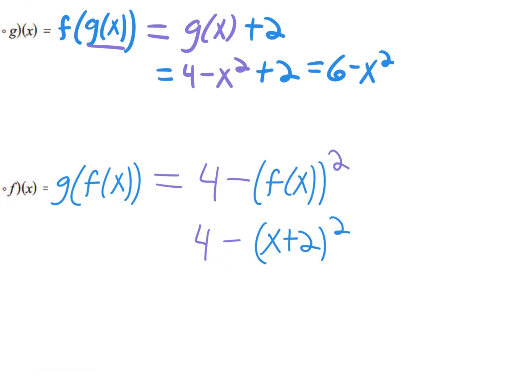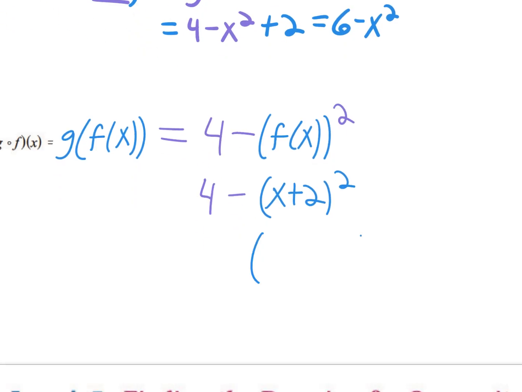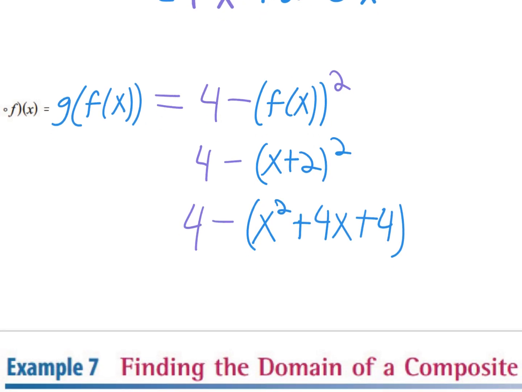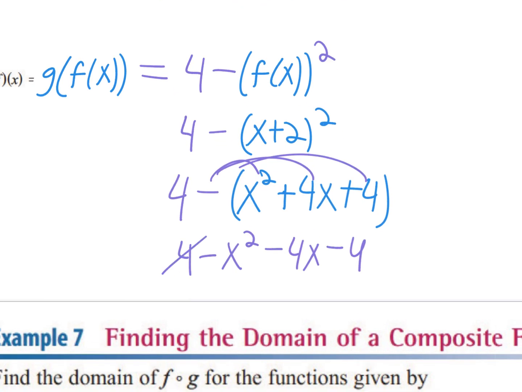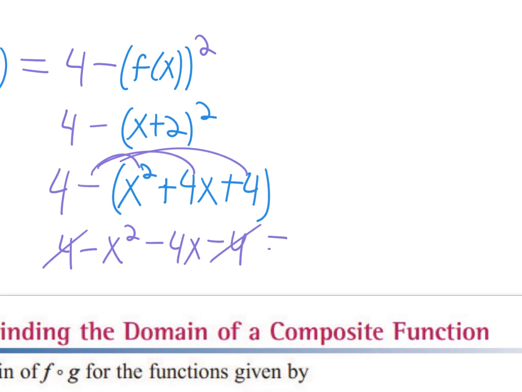All right, this one requires a little bit more work because you have to actually multiply it out. When you multiply it, this is a perfect square trinomial. It's going to be x squared plus 4x plus 4, and then I have 4 minus this entire function. You're just going to take that minus and distribute it to this entire function. So this is going to be 4 minus x squared minus 4x minus 4. Lastly, the 4 and the 4 would cancel, and so your final composed function would be negative x squared minus 4x.